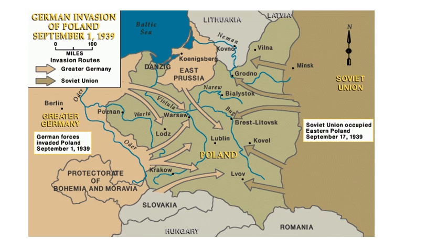So here's the beginning of World War II. We see the German invasion of Poland, September 1st, 1939. So you can see that from the west, Germany invades, and from the east, the Soviet Union invades. So Poland really has no chance against these two powerful nations.